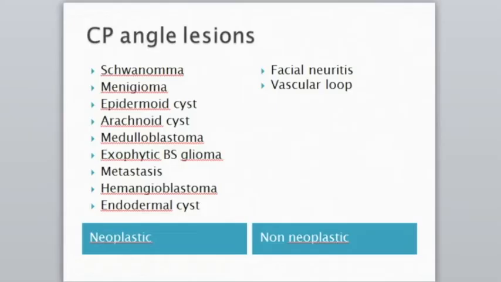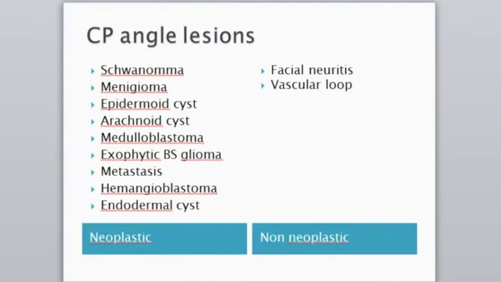So broadly, CP angle lesions can be divided into neoplastic and non-neoplastic etiology. In neoplastic etiology, schwannoma tops the list, followed by the rest of the lesions as I have enumerated, most of which I will be showing in the coming slides.